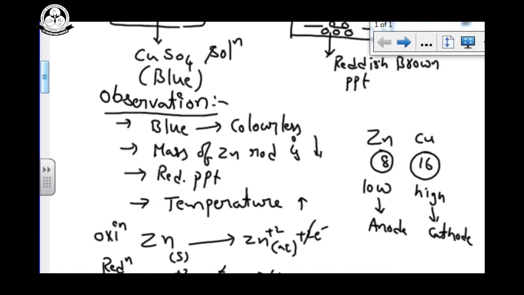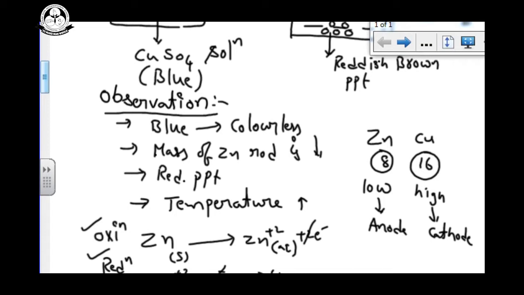So anode is oxidation and cathode is reduction, and already we wrote the reaction. Sometimes they will give a question like this: can zinc displace copper or can copper displace zinc? Which is more reactive? Zinc is more reactive than copper, so zinc can displace copper.